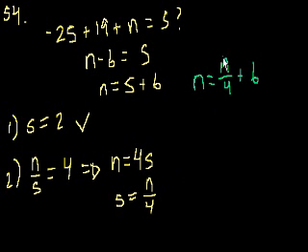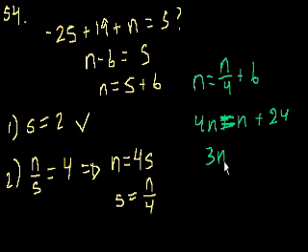If you want to do it, multiply both sides by 4. You get 4n is equal to n plus 24. That's an equal sign. I just multiplied both sides by 4. 4n is equal to n plus 24. Subtract n from both sides, you get 3n is equal to 24. And then you get n is equal to 8 again. So each statement alone is sufficient. And that is, I should really memorize this, D. Each statement alone is sufficient.